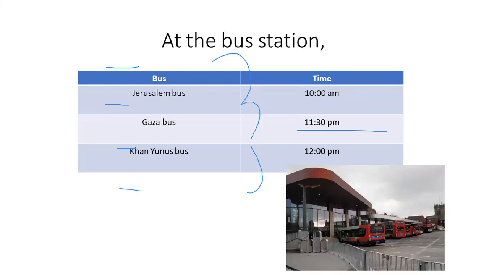Why did he say arrives at? Because this appointment is an official time assigned or made by official authorities. Okay? Makes sense?